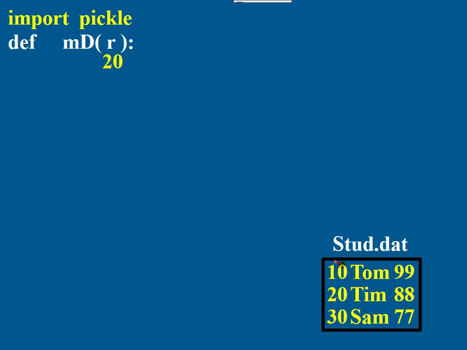3 dictionaries are there, 3 records are there. We want to modify the record whose roll number is 20. So this mark should be modified. Record number 2 should be modified.